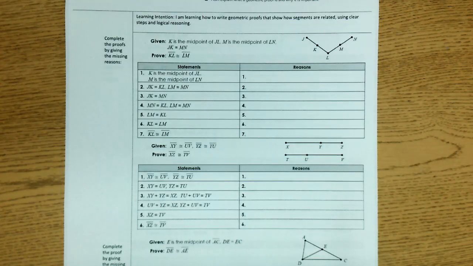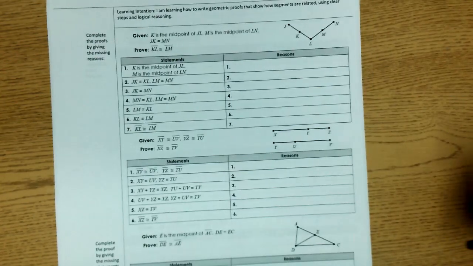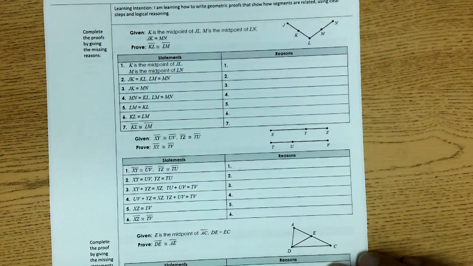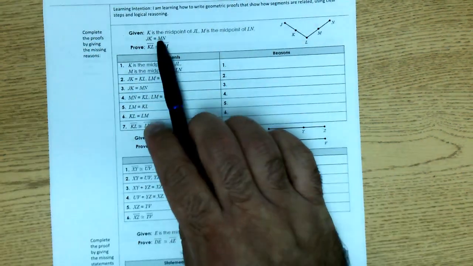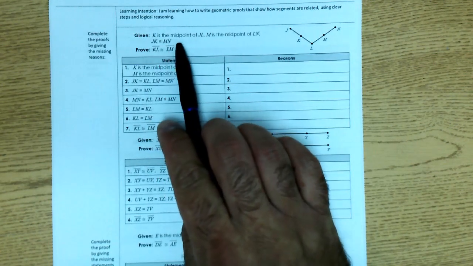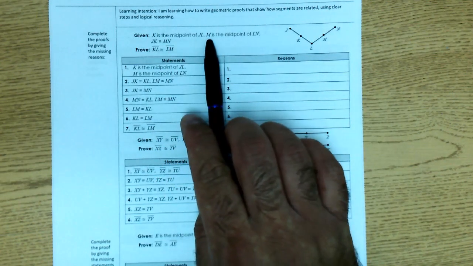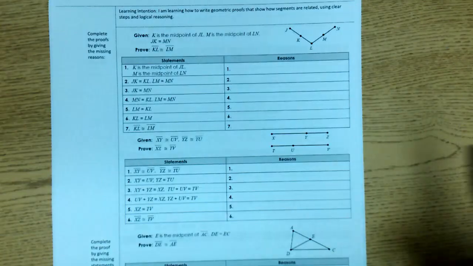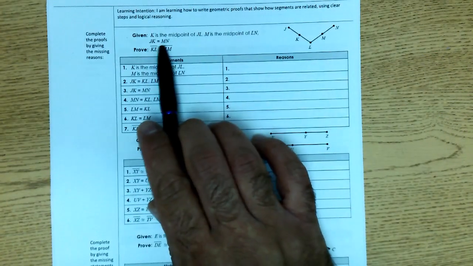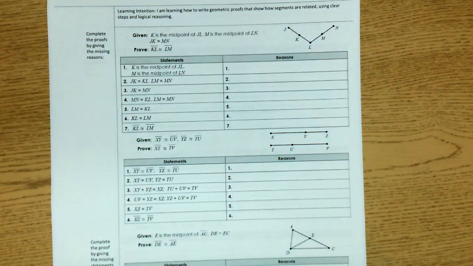So, let's flip the page. Let's look at the next one, which again, all of these are going to be things that are already here. We already know it. It's on that first page. Okay? So, we're back to the midpoint. K is the midpoint of JL. M is the midpoint of LN. JK is equal to MN.